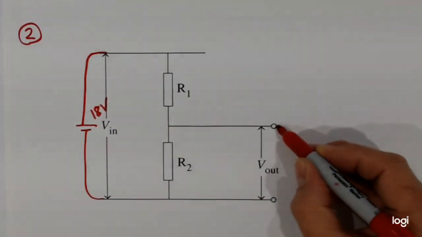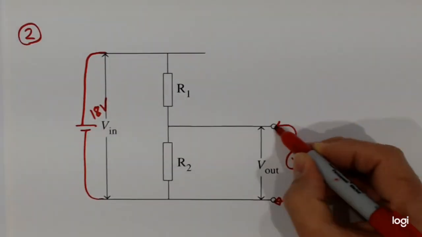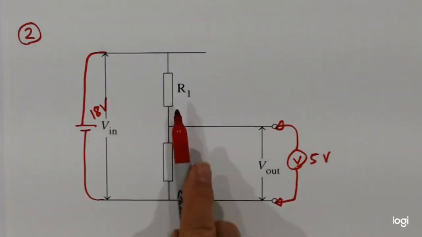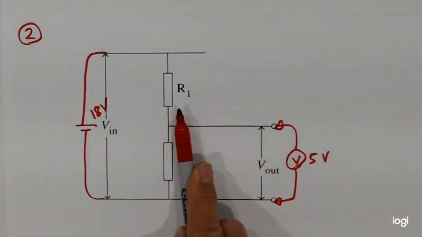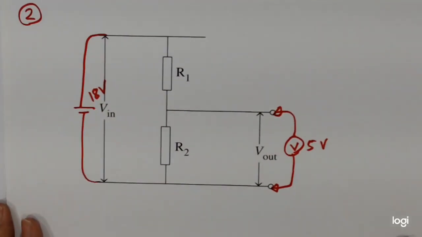If you've got a voltmeter, that's the symbol for a voltmeter, and touched it there and touched it there, you'd get a reading of 5 volts. So this one must be sucking off the other 13 volts, that is, siphoning out the rest of the energy.